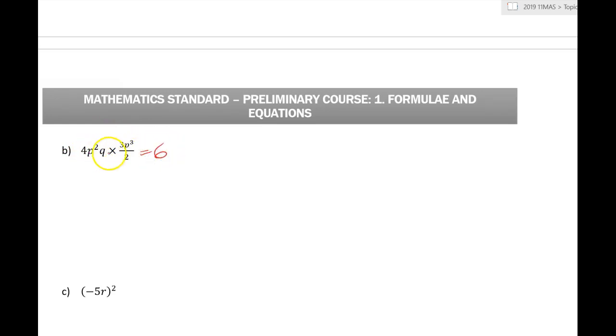Now p squared times p to the power of 3 is, we add those together, p to the power of 5. Q, nothing else here. Q stays there, mind your p's and q's. 6, p to the 5, q. What happened to the 2? Well, it sort of cancelled out with that 4, I suppose. Right, 4 times 3 is 12 over 2. 12 over 2 is 6. Right, that's where that came from. P squared, p cubed. We add those together, not multiply them, because remember this means p times p.